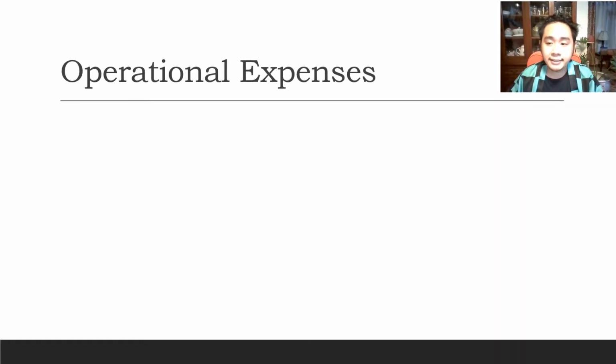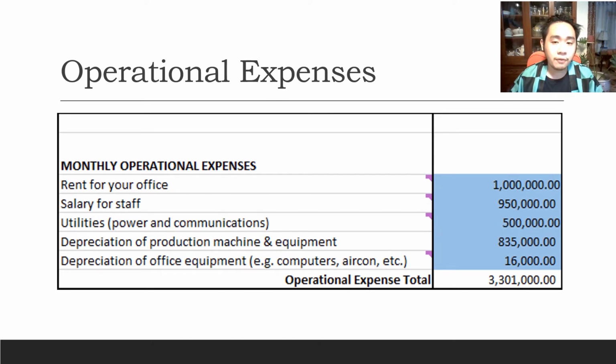Last but not the least, the depreciation of office equipment. It is also the same application as the depreciation on machines and equipment, having the same summation of equipment cost divided by the years of depreciation and multiplied by 12 months. So the formula is also the same as in the depreciation of the production machine and equipment. The only difference is that instead of machinery, it focuses on the office equipment.